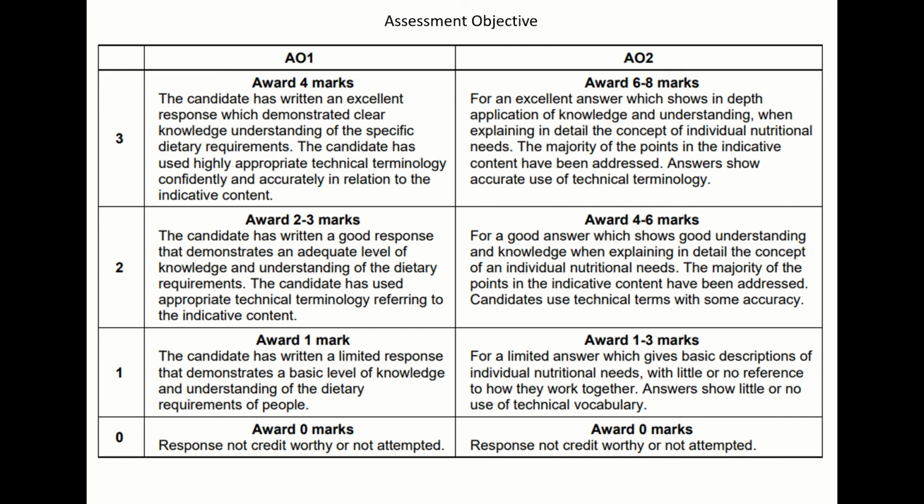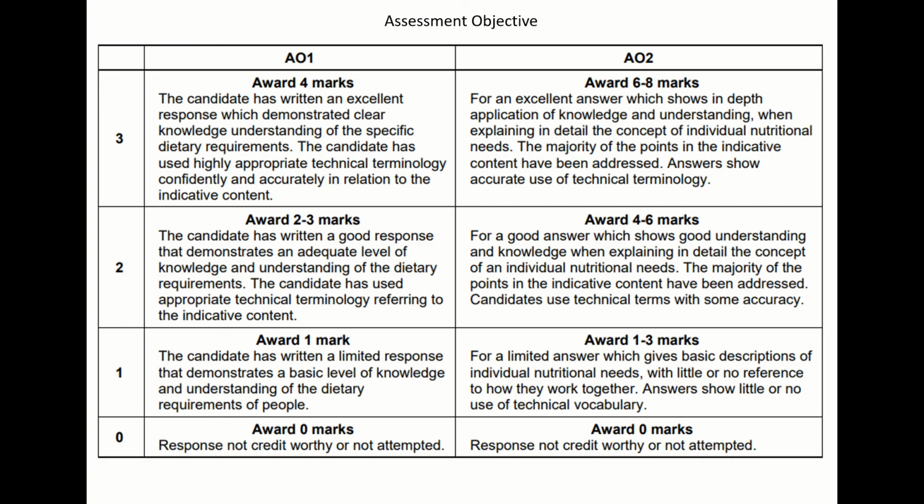So that's writing about the vitamins and minerals and then talking about the functions of those, which shows your understanding. Explaining in detail the concept of individual nutritional needs. So that's making sure that each of your paragraphs, all 3 of those life stages, you've made sure that they're individual and different, because they are different stages. And the majority of the points in the indicative content have been addressed. So in the mark scheme, have you got at least 12 ticks because you have addressed most of the points and used accurate terminology, accurate words and phrases.